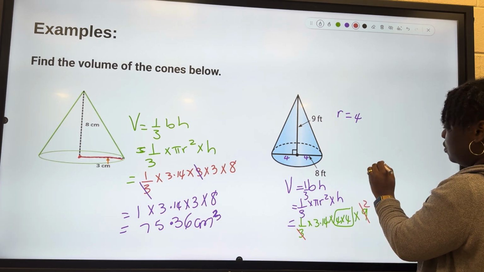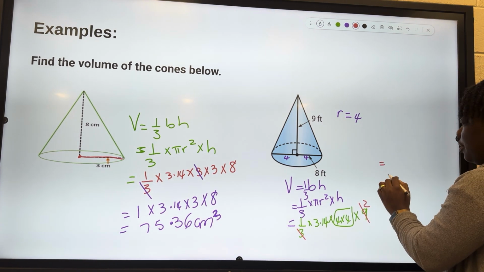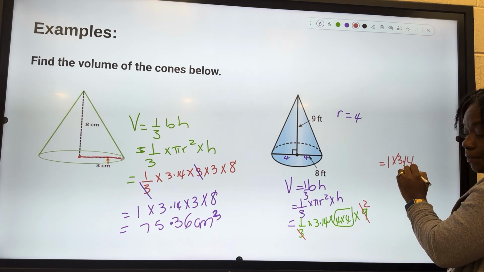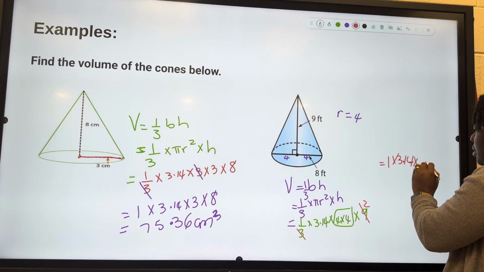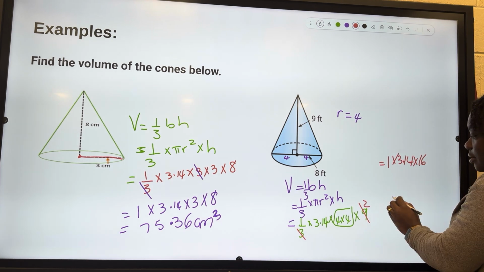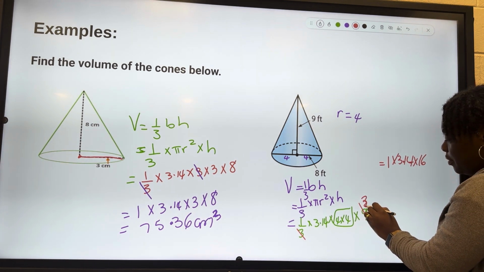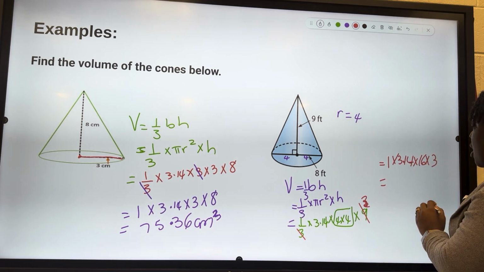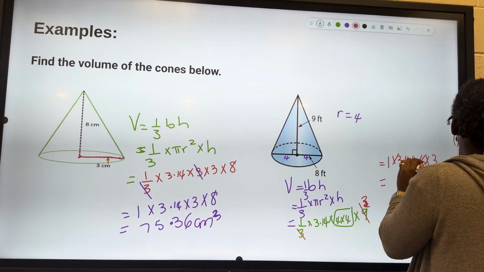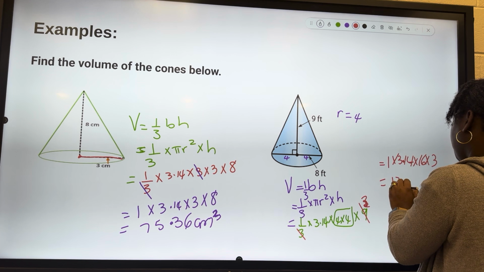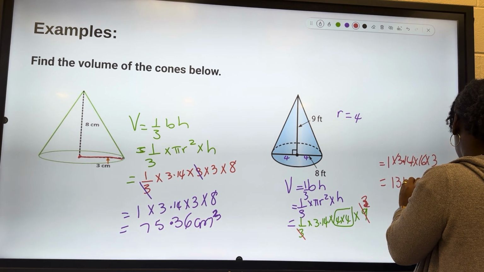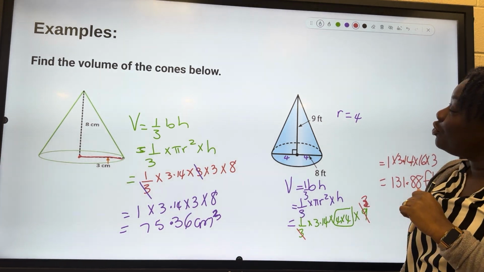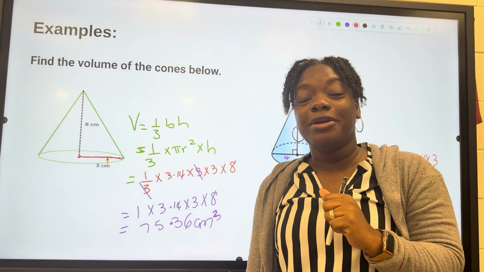So let's wrap it up right here. That's 1 times 3.14 times 16. Sorry, this is supposed to be 3 times 3. All right. And so my final answer is going to be 131.88 feet. So that's finding the volume of pyramids.